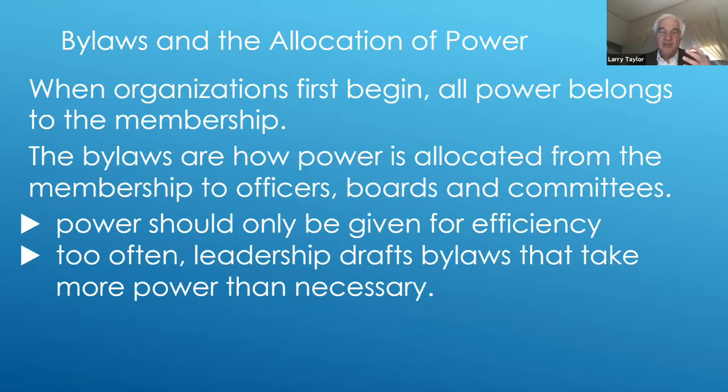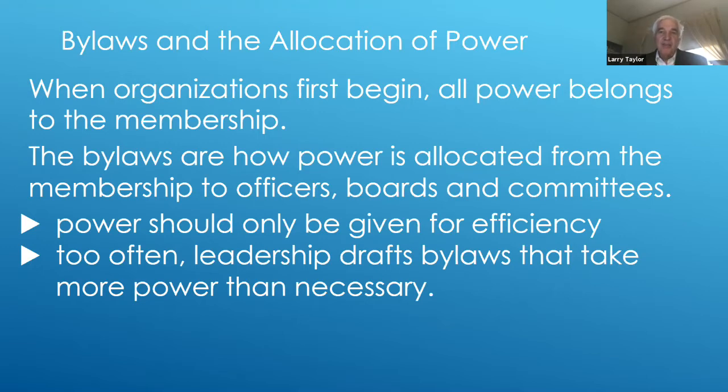So when an organization first is formed, it's kind of like the big field outside of Athens where everyone gathers and everyone votes on everything. But in order to achieve efficiency, you really don't want to have everyone voting on the purchase of a stapler. And so through the bylaws, you allocate power to officers and boards and committees. And if that power is not allocated, then they do not have that. That is power that is retained by the membership.